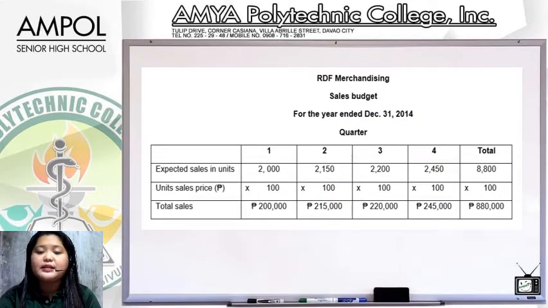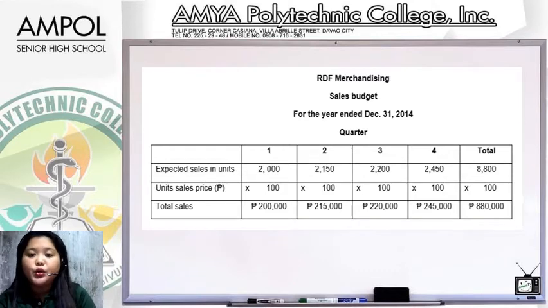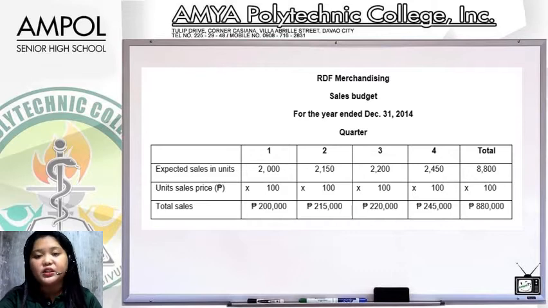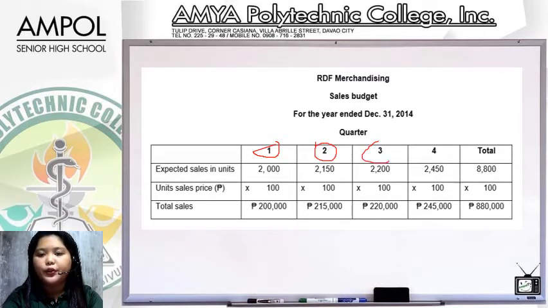So here is our table. Our example is RDF Merchandising. We try to show you the sales budget for the year ended December 31, 2014. Here we have the quarters. Let me show it for you. This one is the first quarter, the second quarter, third, and also the fourth quarter.